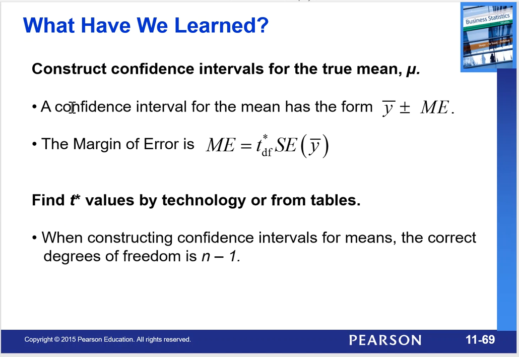Confidence interval for the mean has the following form. It's always the same: my estimator plus or minus my margin of error. My margin of error is calculated by using degrees of freedom in the t distribution with the standard error. I use t from tables or technology. We're going to use technology.